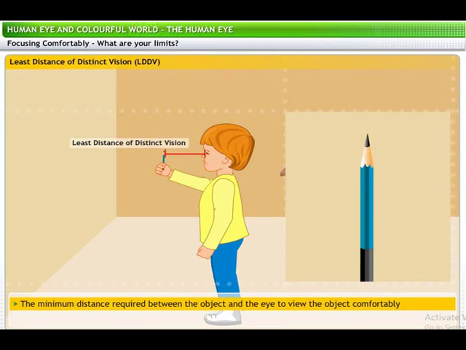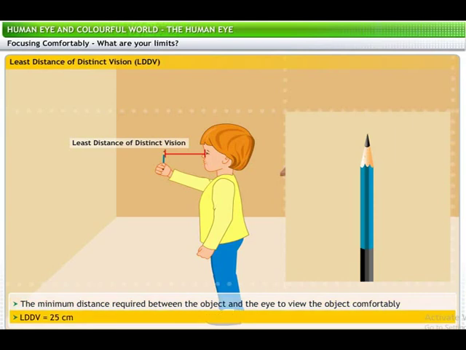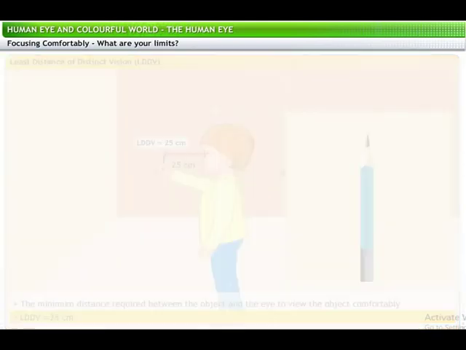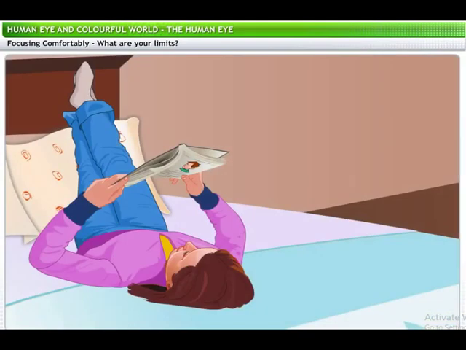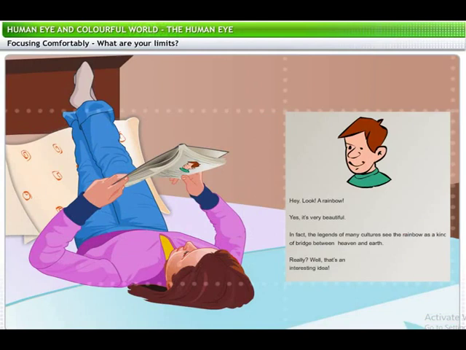For a normal healthy eye, the least distance of distinct vision is 25 centimeters. Remember the times when your parents told you not to read in bed, or to keep the book further away from your eyes? Do you understand why now? In order to avoid undue strain on our eyes, we all need to ensure a minimum distance of 25 centimeters between our eye and our books while reading.